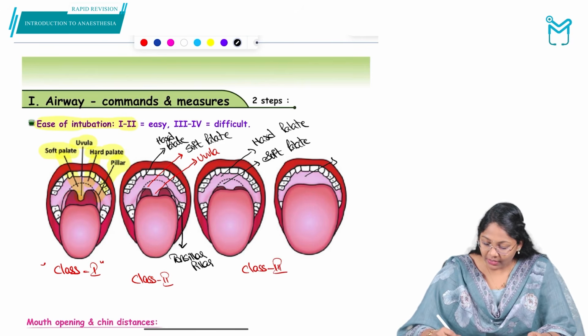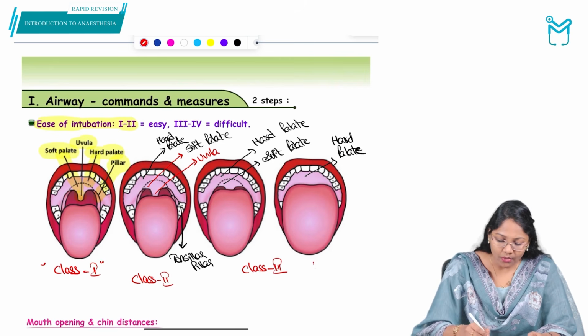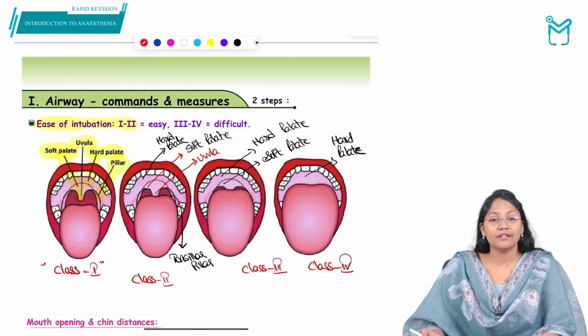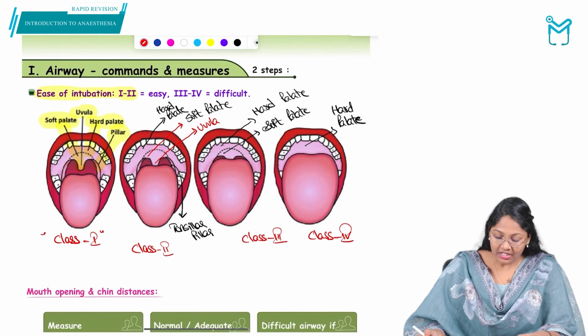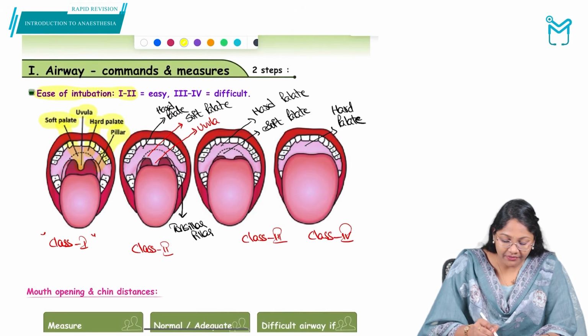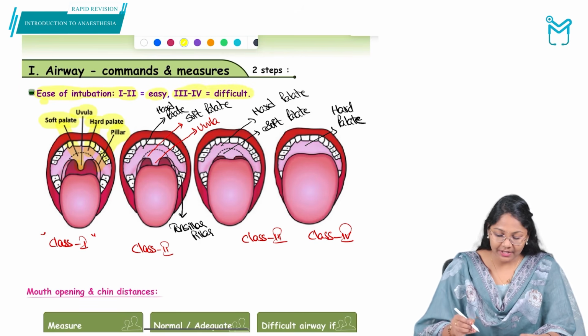Now the fourth one, only the hard palate is visible. If you can see it very clearly, only the hard palate is visible. So we consider it under class 4. These are the 4 classes which we see in our Mallampati classification. So it's very obvious that class 1, 2 are very easy for intubation, and class 3 and 4 are very difficult for intubation process.